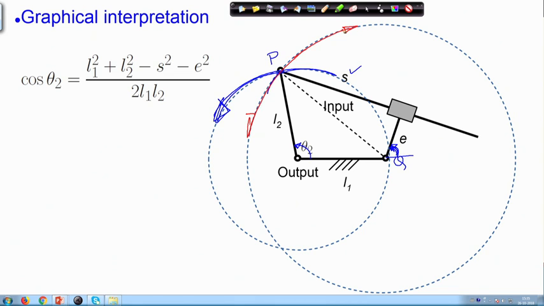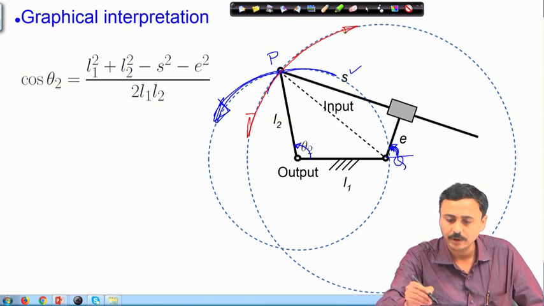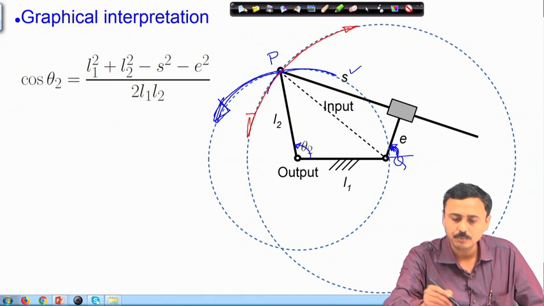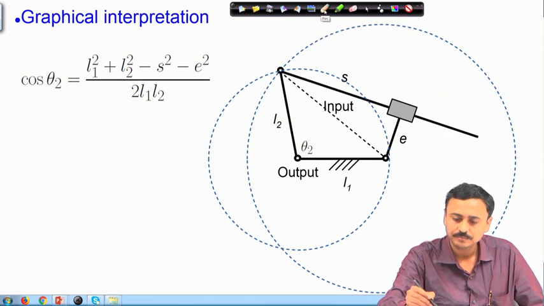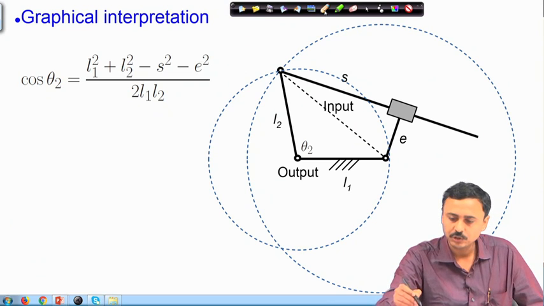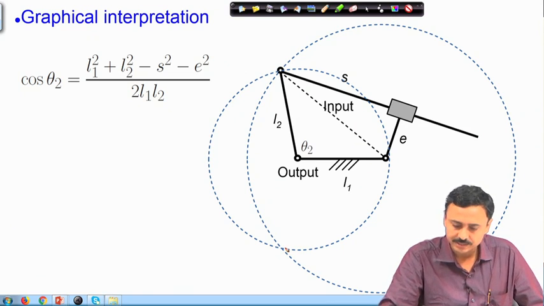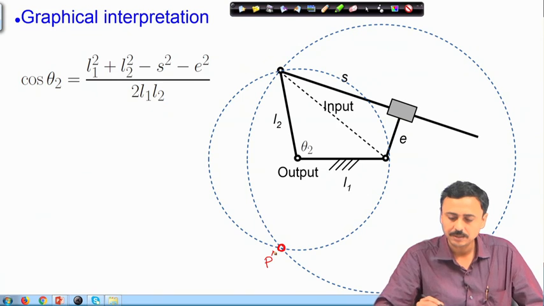Therefore, the mechanism can be assembled only when the location of P on both circles coincide, which means they are the intersection points. One intersection point is already shown. I will show you the second intersection point. The configuration of the first intersection point is shown in black. This is the second intersection point of P.